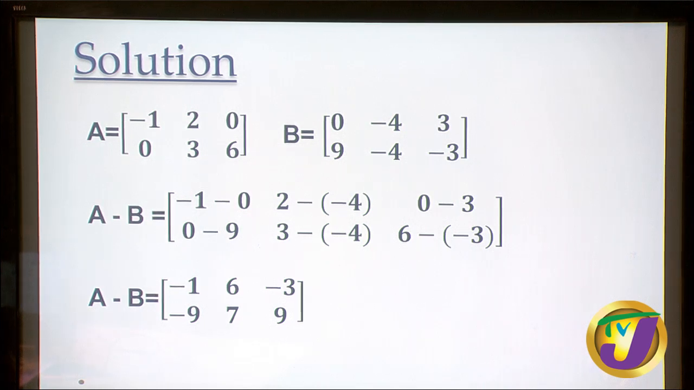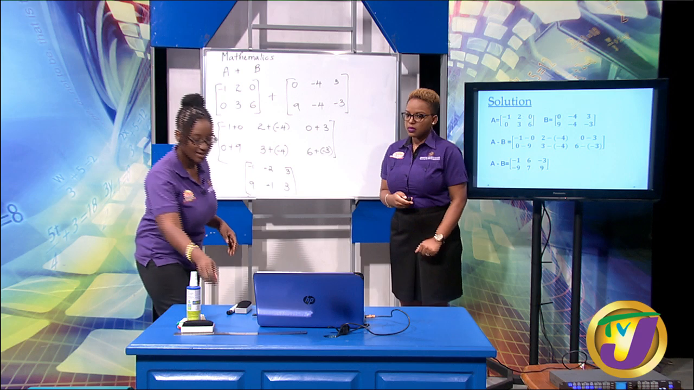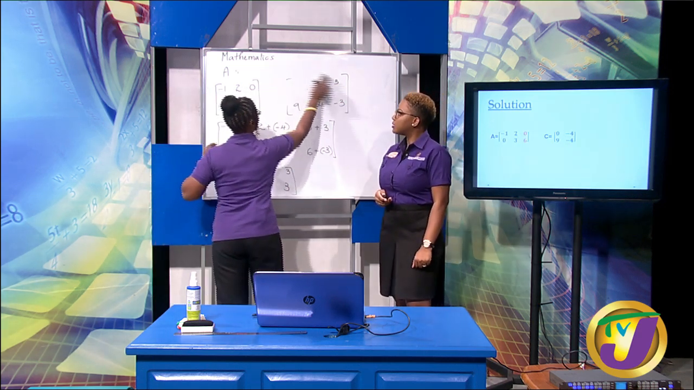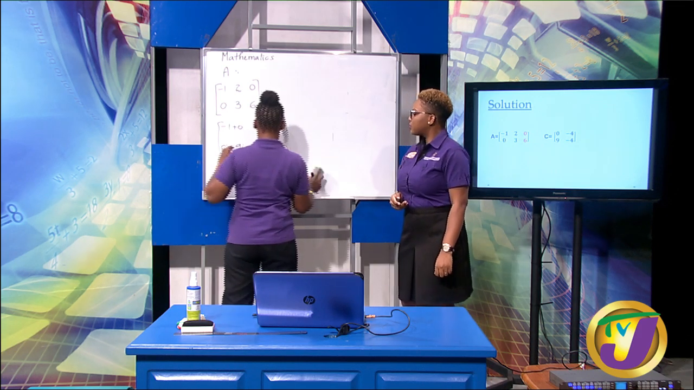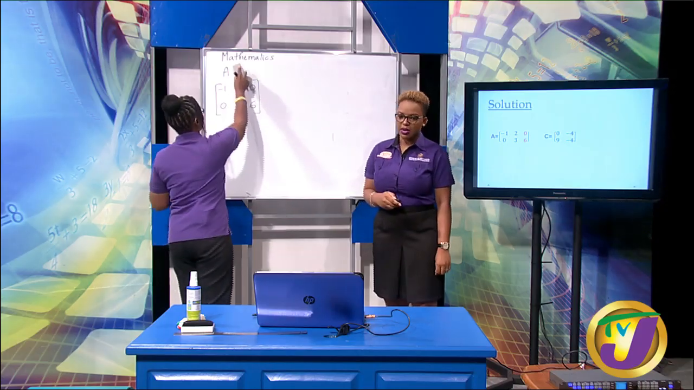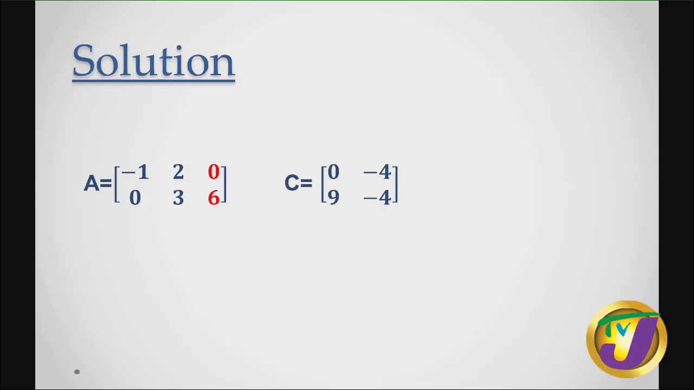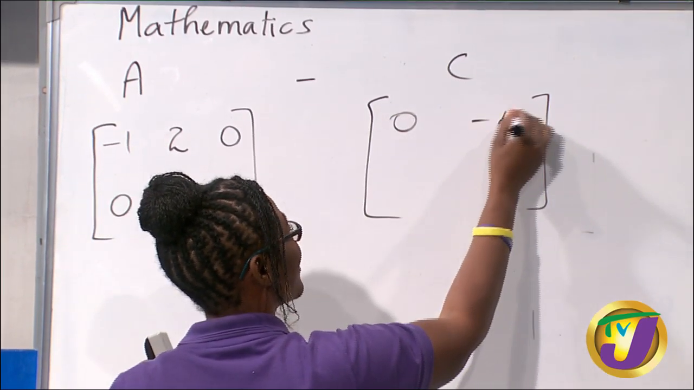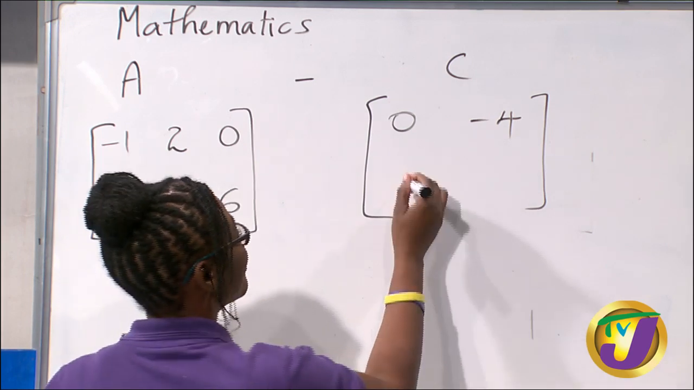I want you to really try the A minus C now. I need to go on the board to try that one. I already have A, so let's put up matrix C. Can you remind me of the elements in matrix C? I hope I'm correct this time. 0, negative 4, and then 9, negative 4.